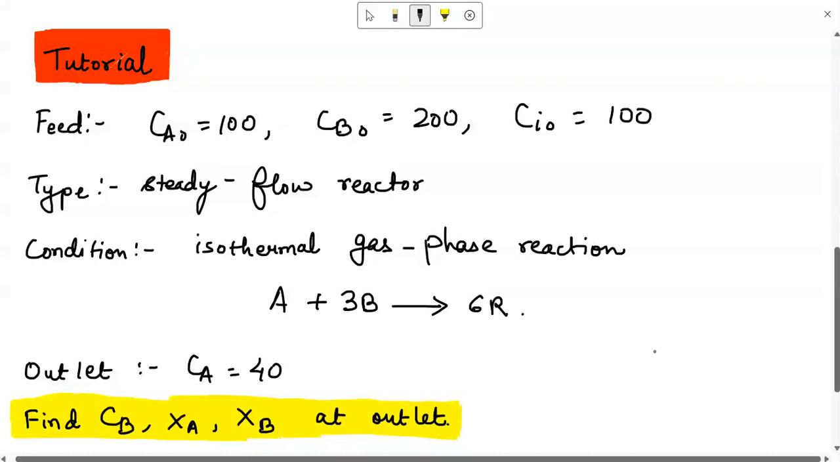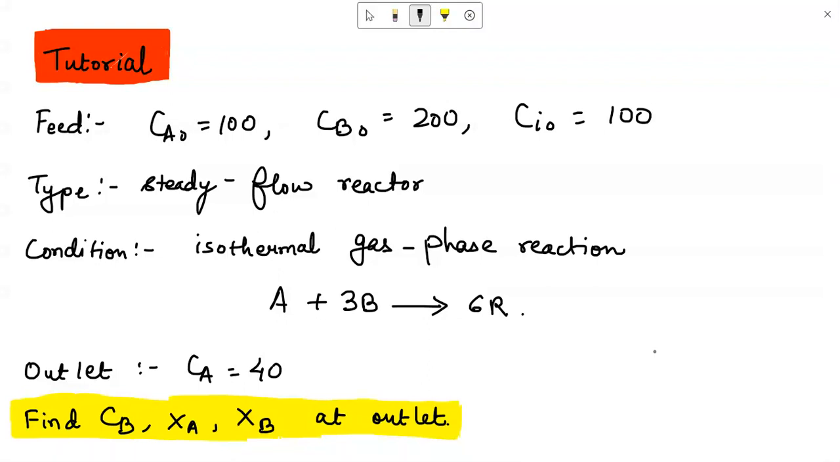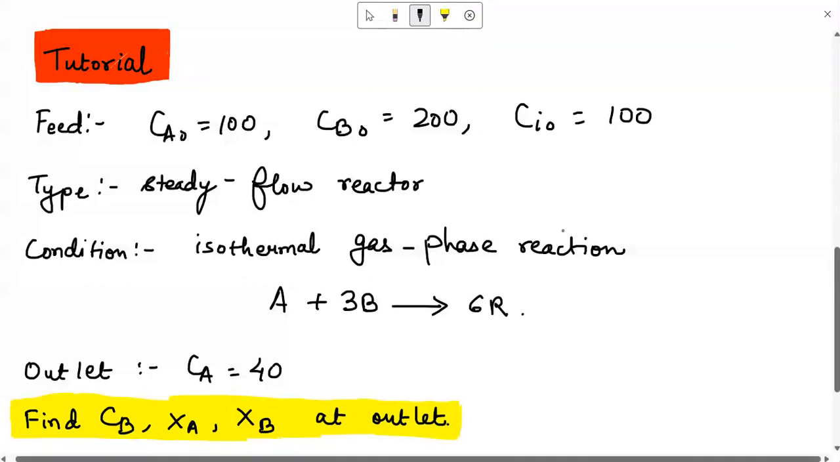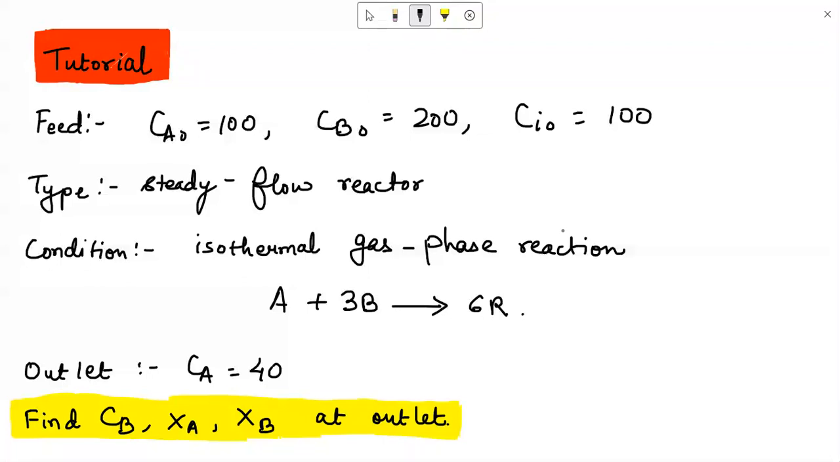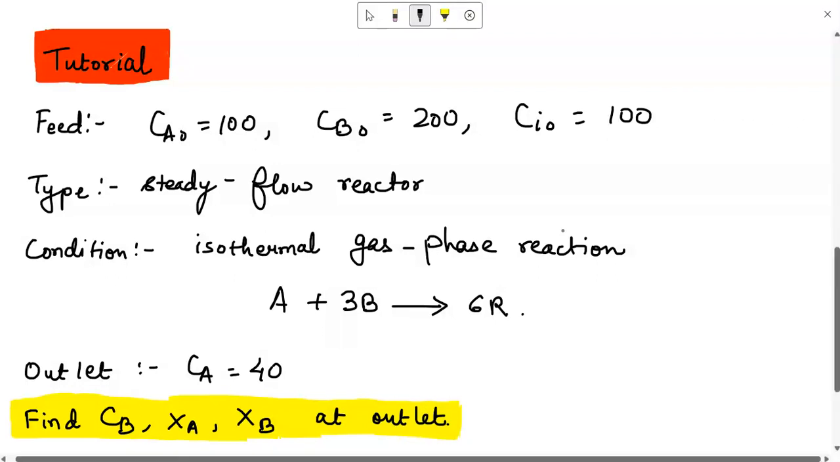Hi, in today's video we are going to do a tutorial problem. We have started talking about introduction to reactor design, and I have discussed the relations between concentration and conversion of various constituents or participating species in a reaction. Based on that stoichiometric understanding, I wanted to show a numerical example, and I've also received a lot of requests from you that you would like to see some numerical problems being solved. So, this is an effort to bring that into play.